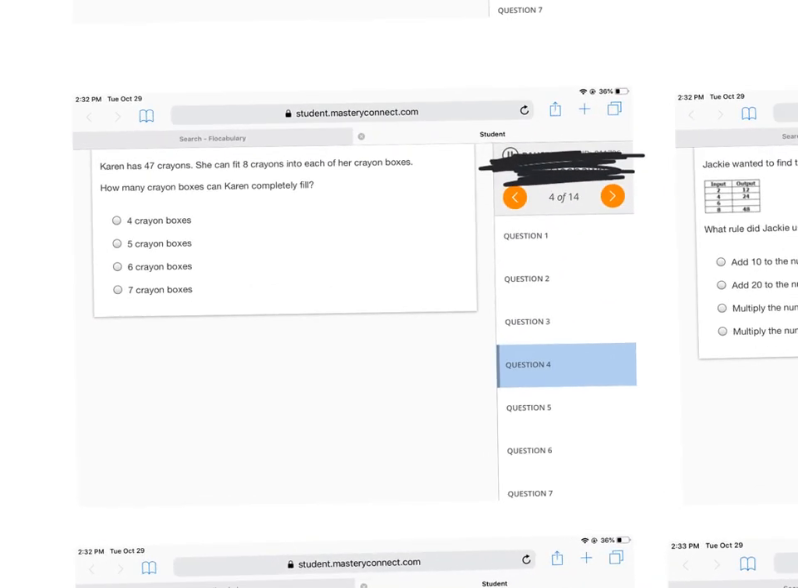Alright, Karen has 47 crayons. She can fit 8 crayons into each of her crayon boxes. How many crayon boxes can Karen completely fill? If we use our cube strategy, we circle our numbers, underline the question, box in any clue words, and my clue word here would be each. That lets me know I'm going to divide.